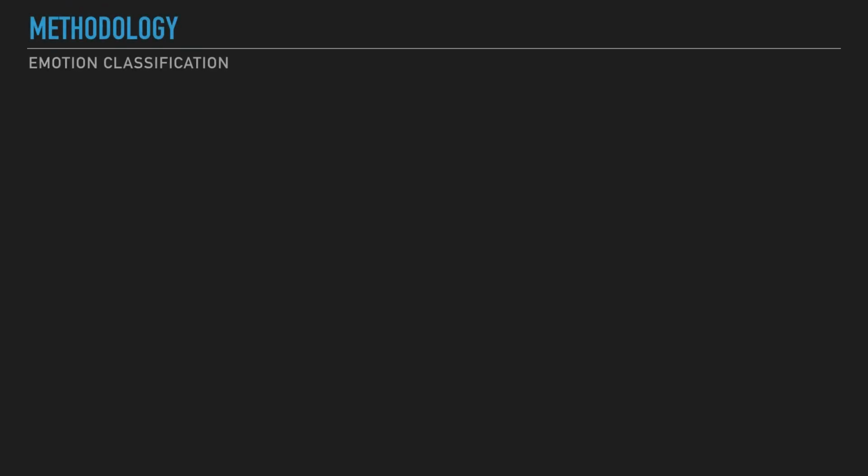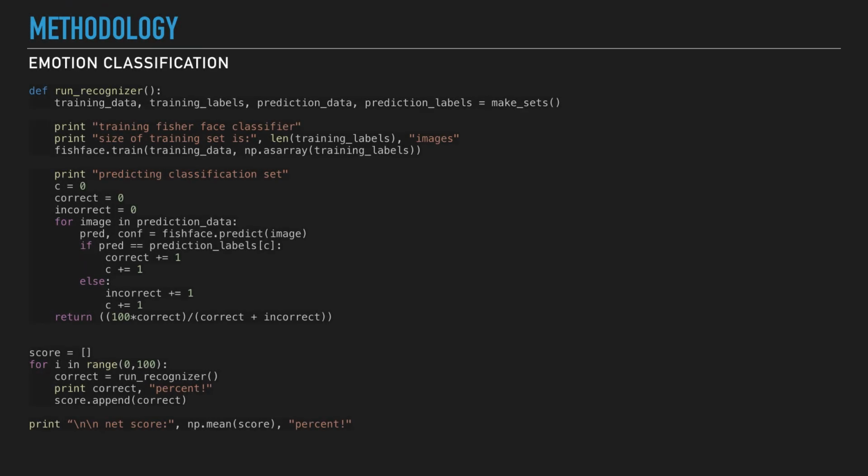The next function is to define our recognizer function. In the recognizer function, we print our training Fisher face classifier, where we train our model based on it. Then we run a loop through the prediction data, and then we predict for each image. Then we say if the prediction is correct according to the already present labels, then we increase the count of our correct index. And this goes on for all the images, and we return a percentage accuracy, which is defined by 100 into the correct count divided by the sum of the correct and the incorrect counts.